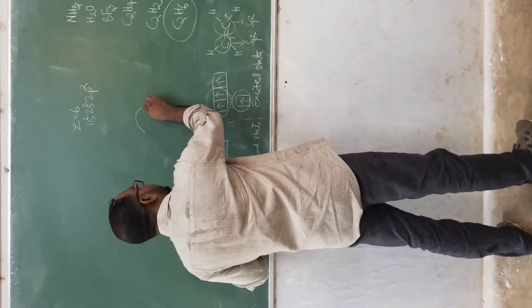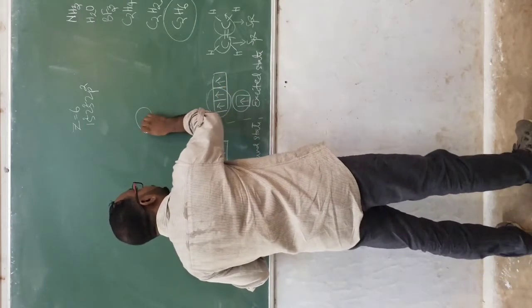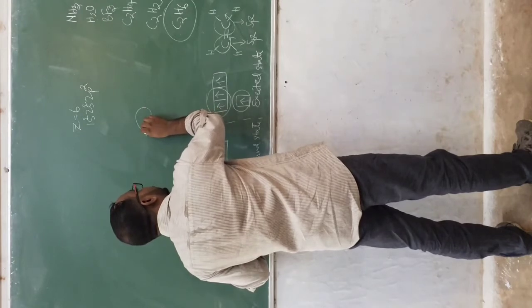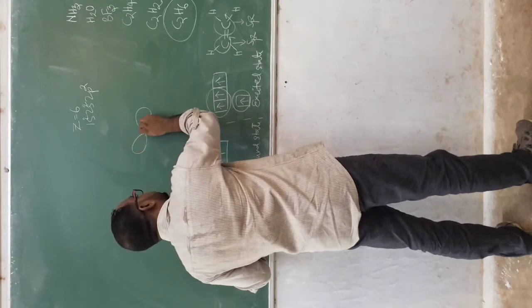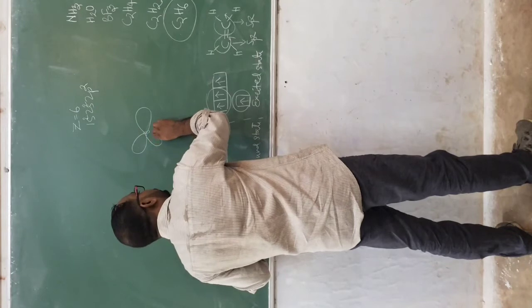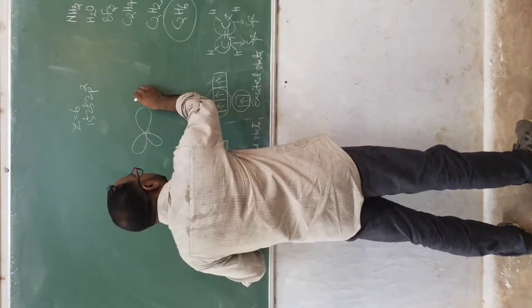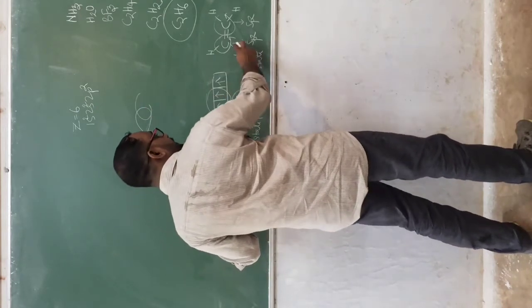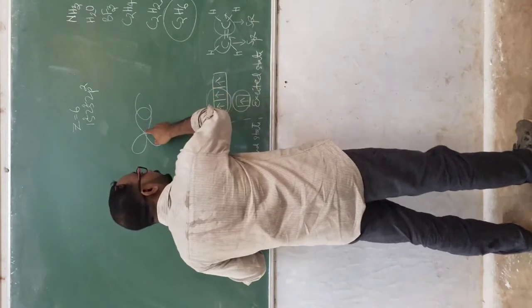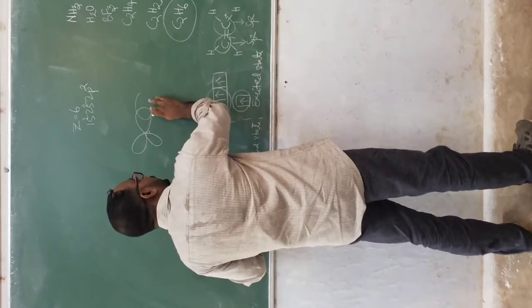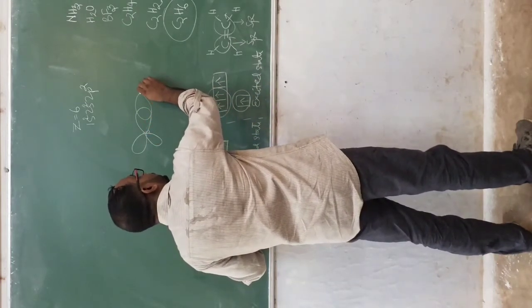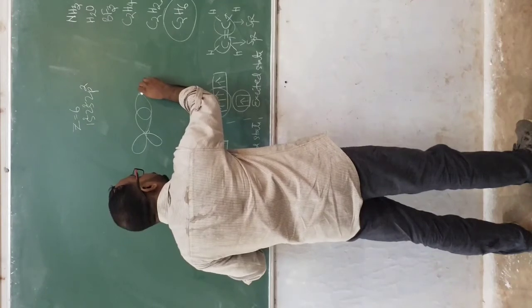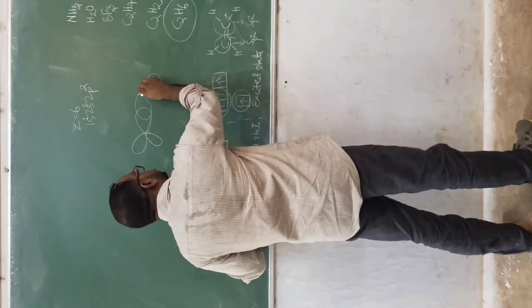Each carbon will have 3 sp2 hybrid orbitals, and so there is a C-C bond. So one of the hybrid orbitals of one carbon will overlap with the hybrid orbital of the other carbon.